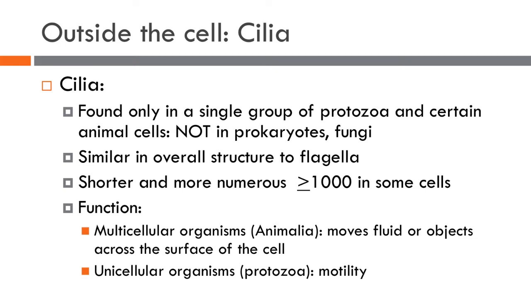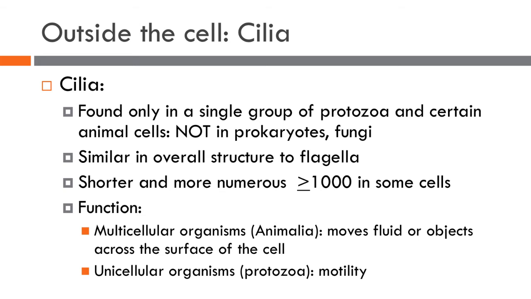Cilia are not found in all eukaryotes. They're only found in a single group of the protozoa, which are part of the protista kingdom, and certain types of animal cells. They're not found in prokaryotes, fungi, or plants. They're similar in structure to flagella in that they wave. However, when you see cilia, they're usually much shorter and more numerous. You can have up to 1,000 cilia on one cell, whereas with flagella, you only have a few at most.